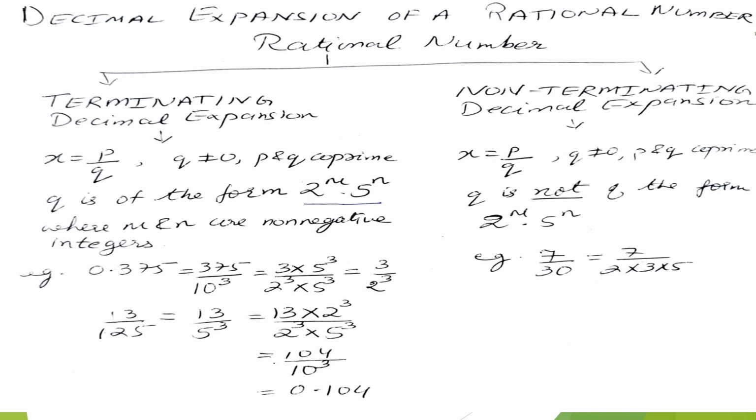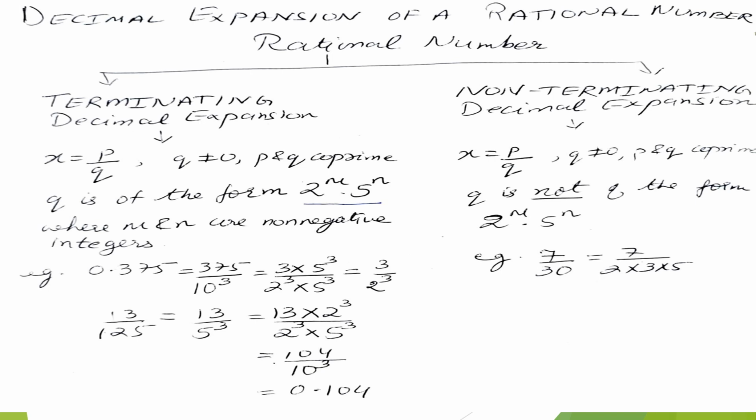For example, 0.375 can be written as 375 upon 10 raised to 3. Now we can see the denominator can be written as 2 raised to 3 into 5 raised to 3, which is in the form of 2 raised to m into 5 raised to n. Another example is 13 upon 125. It can be written as 13 upon 5 raised to 3. We multiply and divide it by 2 raised to 3. So now we can see that the denominator can be written as 2 raised to 3 into 5 raised to 3. Hence, it has a terminating decimal expansion.